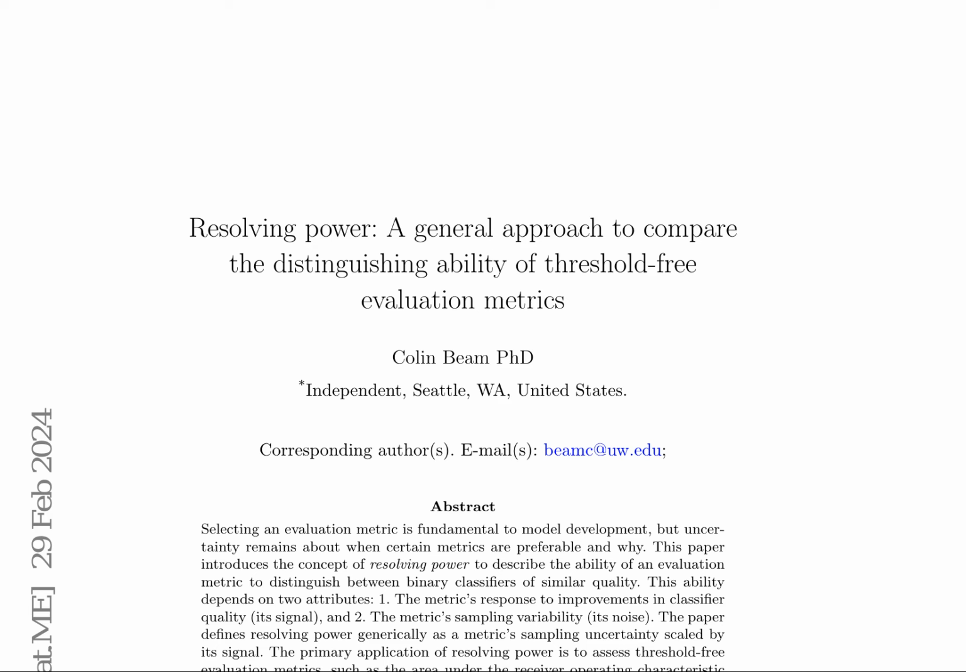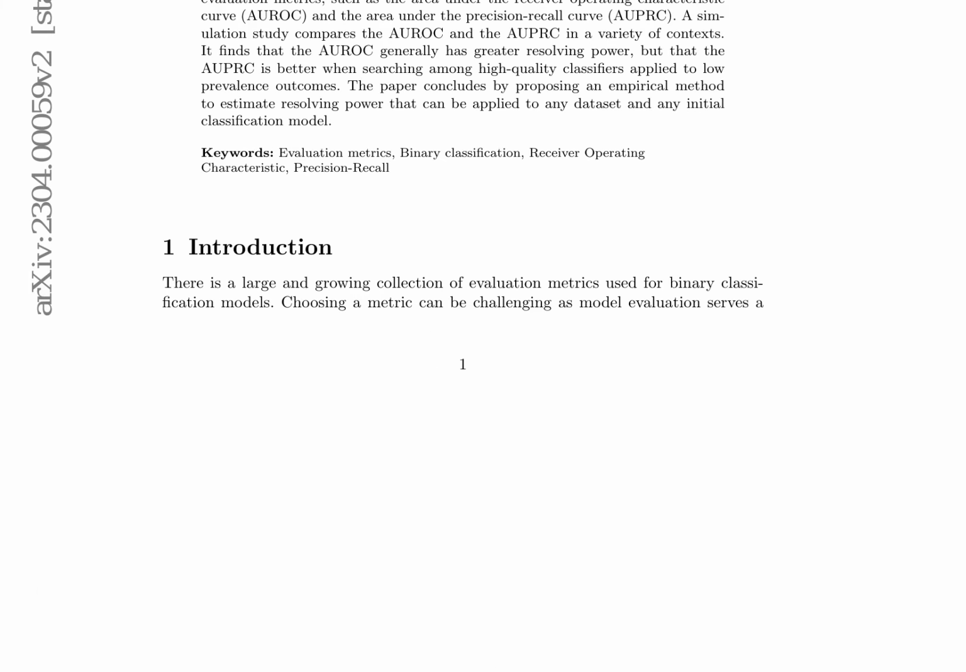The results show that AUROC generally exhibits greater resolving power, but AUPRC performs better when searching among high-quality classifiers applied to low-prevalence outcomes. This highlights the importance of selecting the most suitable evaluation metric based on the specific characteristics of the dataset and the classification model. To estimate resolving power, an empirical method is proposed that can be applied to any dataset and initial classification model. This study's framework provides a practical approach for evaluating the distinguishing ability of evaluation metrics, allowing for a more informed approach to model development and assessment.